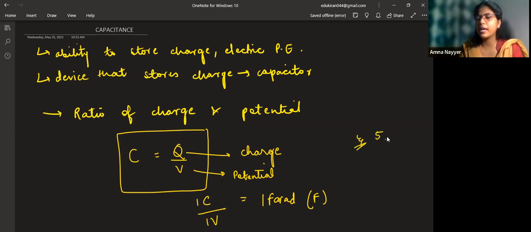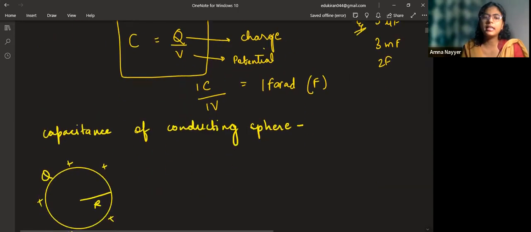You will see capacitances like 5 microfarad, 3 millifarad, 2 farad, 5 microfarad, such capacitance you will see by yourself. All right. So this is what is meant by the SI unit of it. This is the SI unit of capacitance, which is farad.